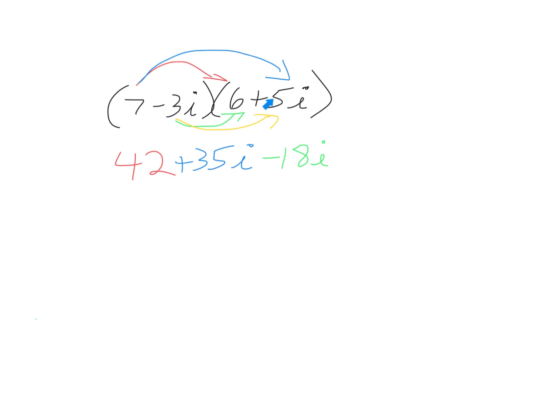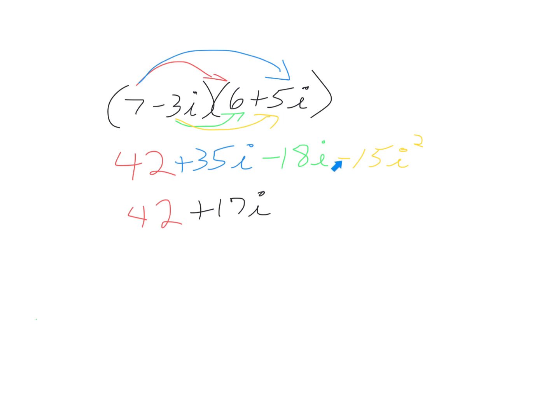And then finally, we have negative 3i times 5i. Well, the negative 3 times the 5 is negative 15, but the i times i is i squared. So we're going to write that as minus 15i squared. Okay, well, these two in the middle are like terms, 35i minus 18i, so we can go ahead and work that out. So let me just write this as 42, and then we have the 35 minus the 18. It's going to be plus 17i.